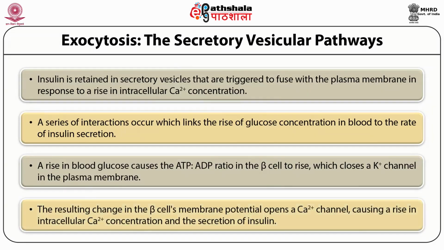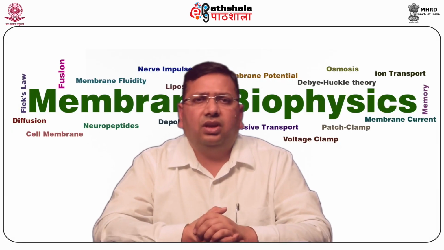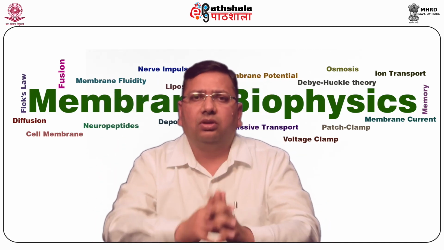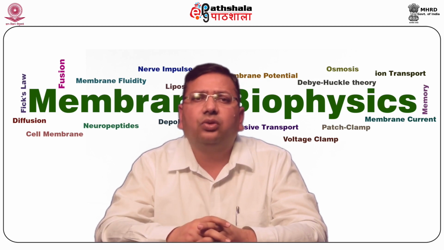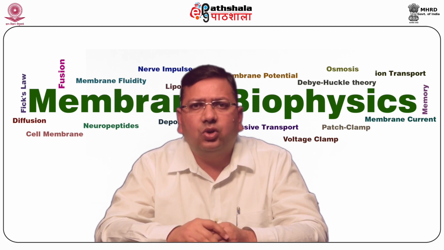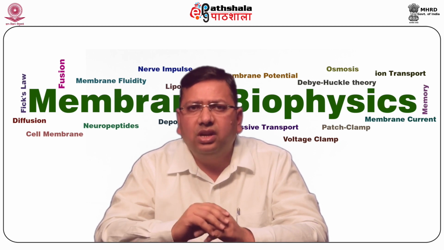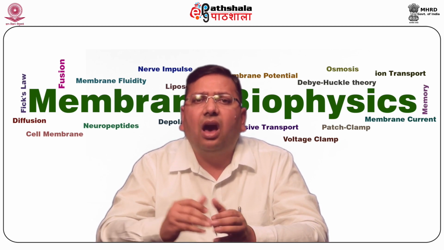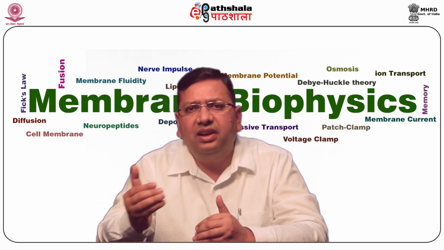The resulting change in the beta cell's membrane potential opens calcium channels, causing a rise in intracellular calcium concentration and the secretion of insulin. The process in which cells internalize molecules from outside into their cytosol is termed endocytosis. Endocytic mechanisms control the lipid and protein composition of the plasma membrane, thereby regulating how cells interact with their environment.